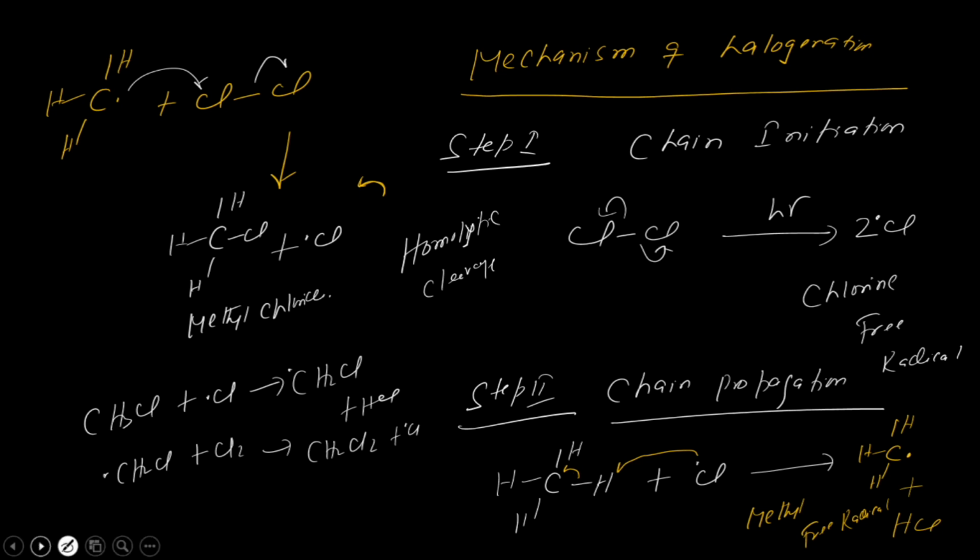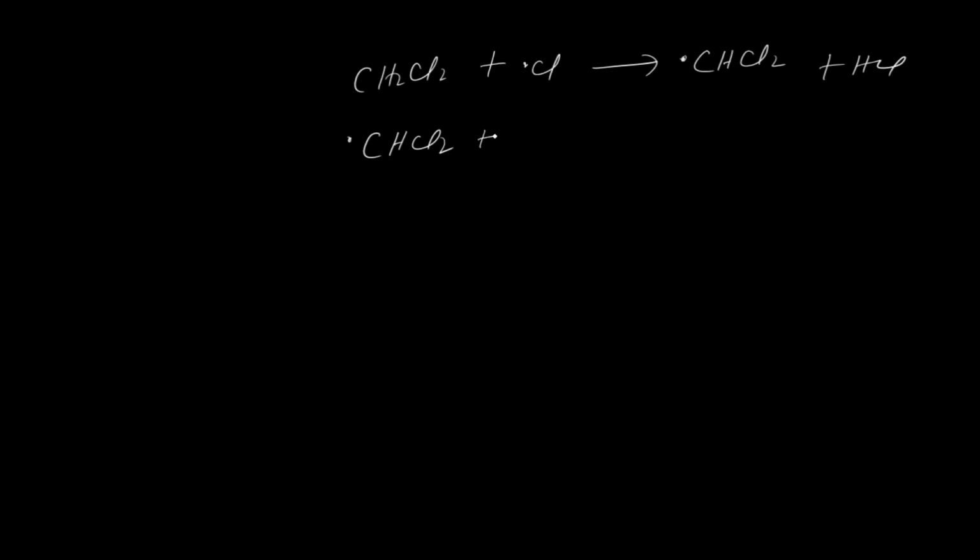If you got the free radical, what will happen next? It can combine with CH2Cl2 to give CHCl2 free radical and again HCl. This free radical will again react with Cl2 and form CHCl3. This time chloroform is formed.